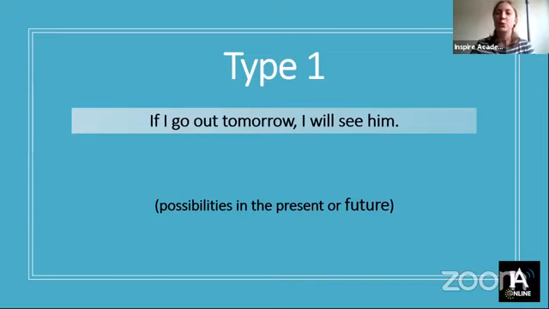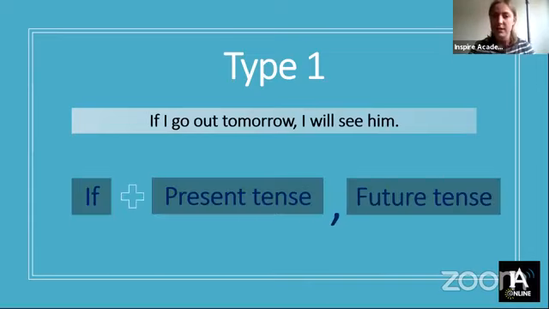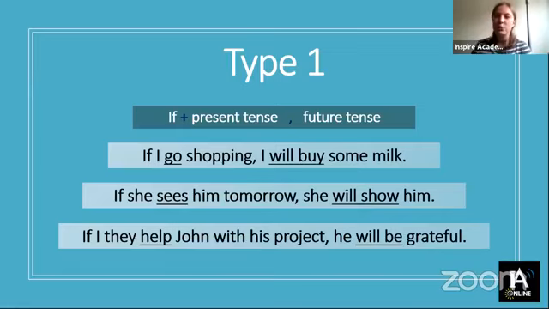To create this type of sentence, we use if, and then our first half of the sentence is the present tense, followed by the future. So we have if plus present plus future. Our present tense, I go, and our future tense, I will see. Brilliant. So here's some more examples for you.